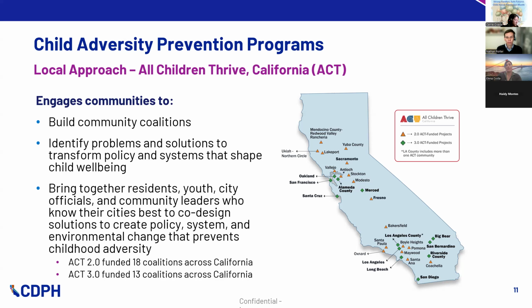And so in these coalitions, there are residents, young people, youth leaders, staff, and community leaders or gatekeepers living in these communities who know best what those problems are. They are a part of naming the problem and then participating in designing solutions to create change. Right now, there have been multiple iterations of All Children Thrive, but at various points there have been about 30 coalitions across the state undertaking the work.